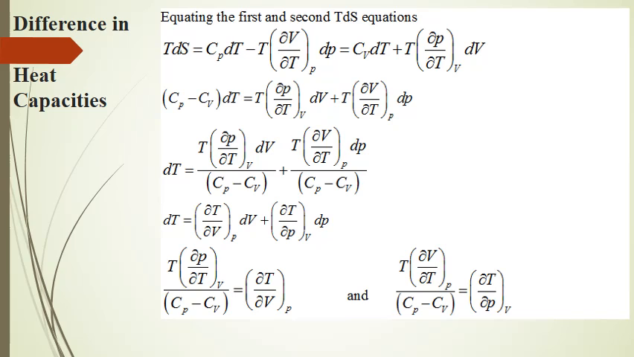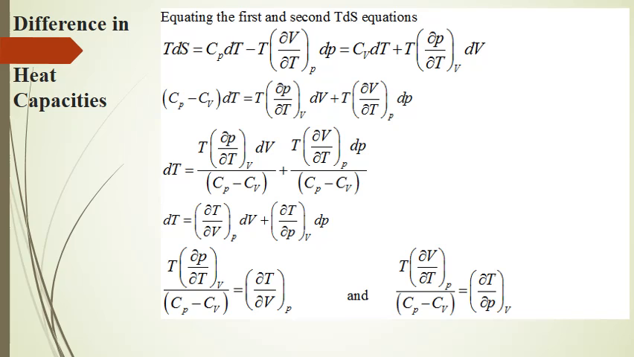Now we take the Cp minus Cv term to the right side of the equation and we obtain this expression, that is dT is equal to T (∂P/∂T) at constant V dV upon (Cp minus Cv) plus T (∂V/∂T) at constant P dP upon (Cp minus Cv). Now assuming temperature to be a function of volume and pressure, we have this expression: dT is equal to (∂T/∂V) at constant P dV plus (∂T/∂P) at constant V dP.